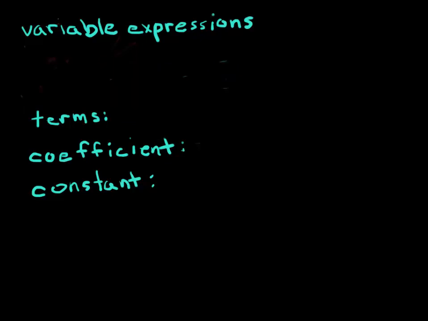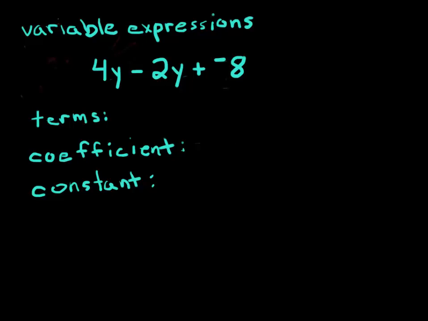Let's take a look at another example of a variable expression. Here I have 4y - 2y + (-8). In this variable expression, what are the terms? Remember, the terms are the parts of the expression that are added together. So we need to fix this expression in order to find our terms.